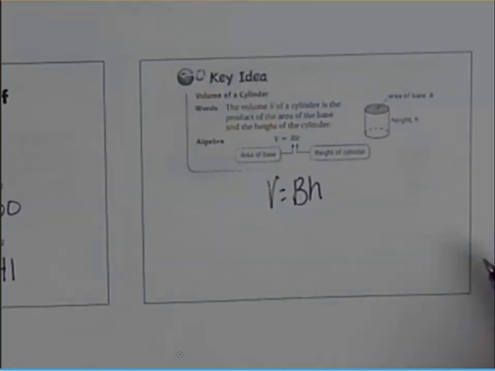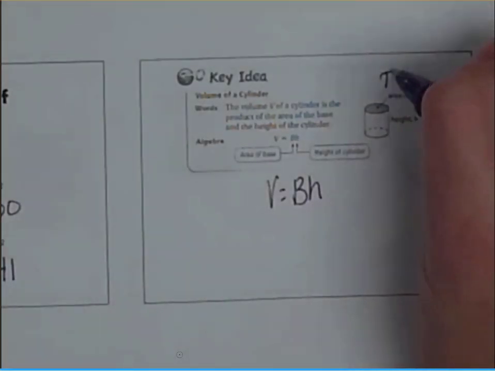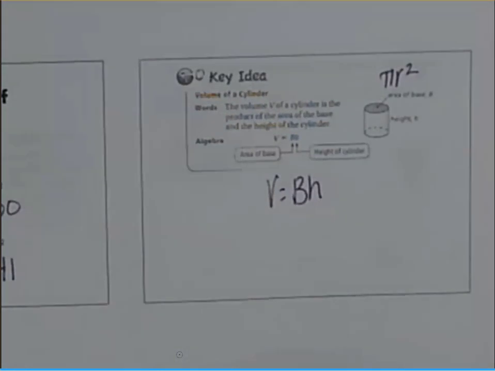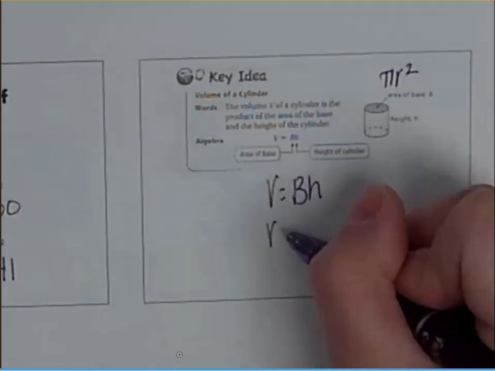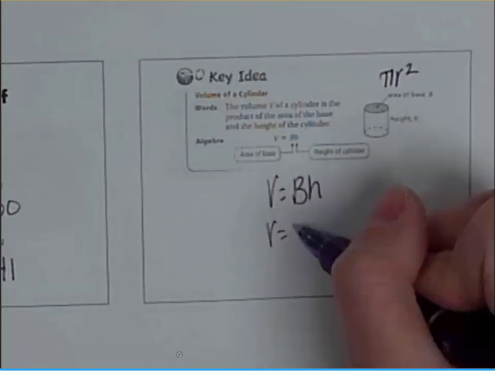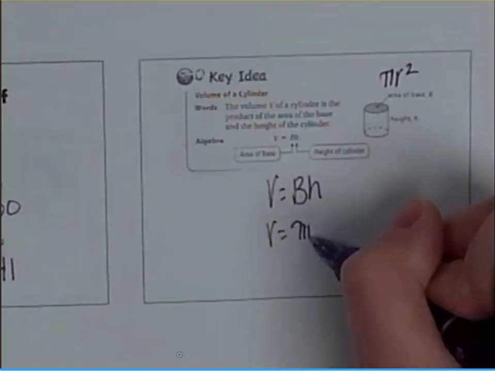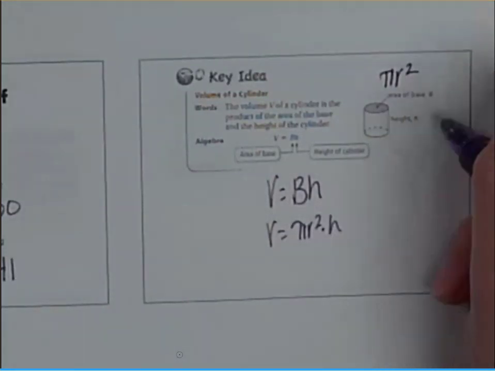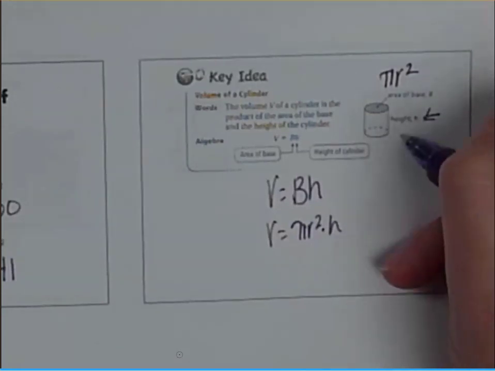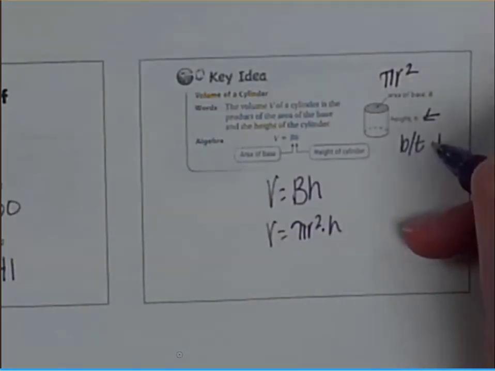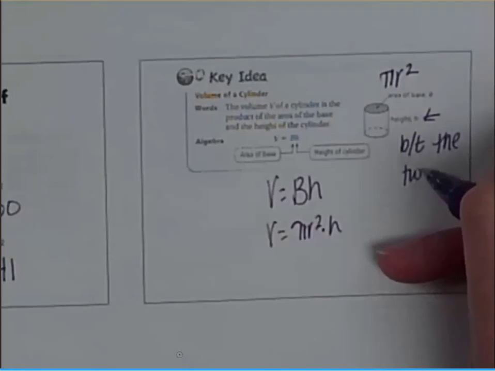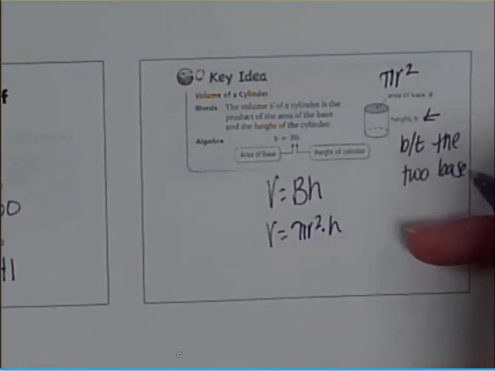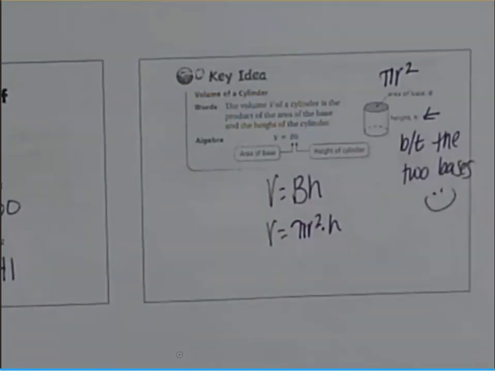And what is the area of a circle? Well, that's pi r squared. So when we're finding the volume of a cylinder, we're going to do volume equals area of the base, which is pi r squared, times the height. Now remember, height is between the two bases. If that sounds familiar, it's because it's the same with a prism.